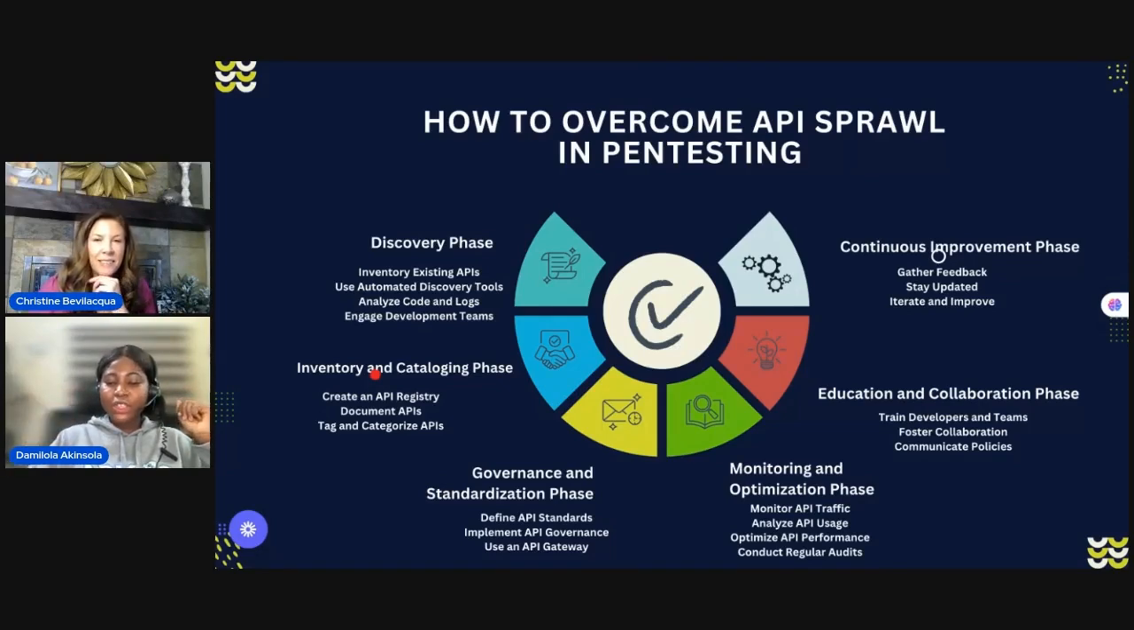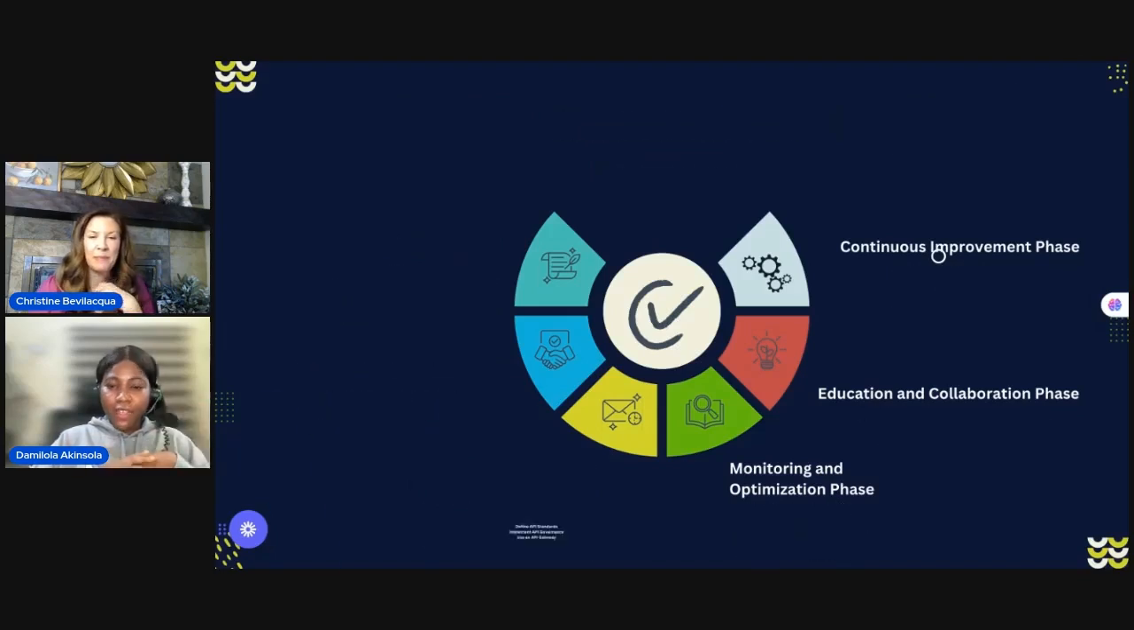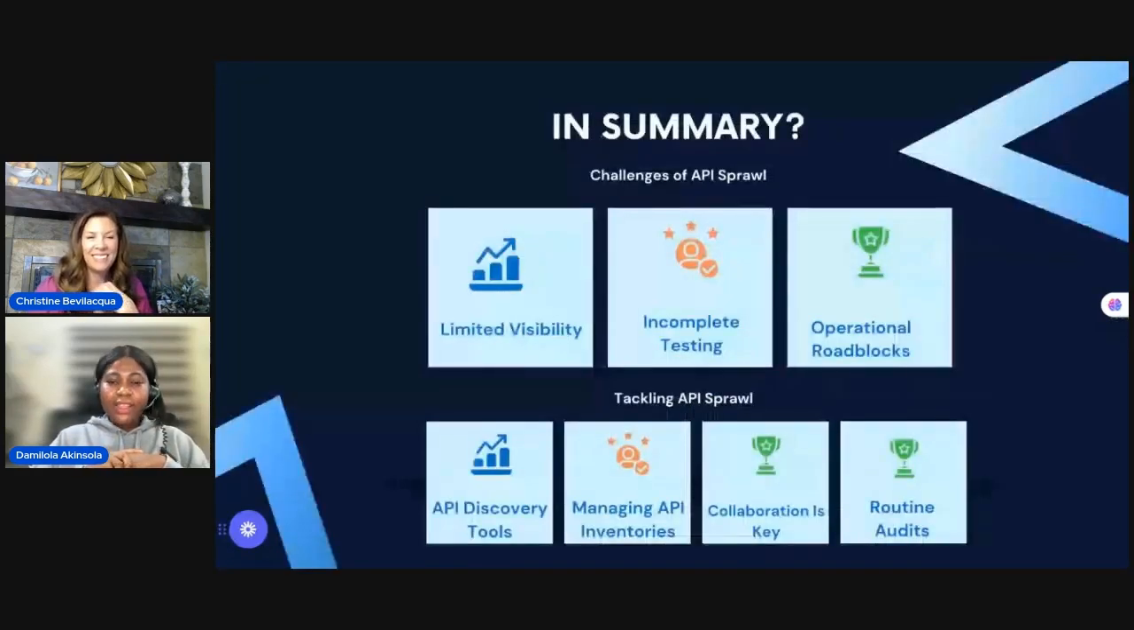Once you follow these six phases, trust me, you would have API sprawl under control, right? Now, in summary, what have I been talking about? We have looked at the challenges of API sprawl, where we looked at limited visibility. If you don't have visibility into what you have in your API ecosystem, you can't protect it. So you need to have comprehensive oversight of what you have. But this has become a problem with API sprawl because you get no visibility or limited visibility into your API ecosystem. Then incomplete or fragmented testing.